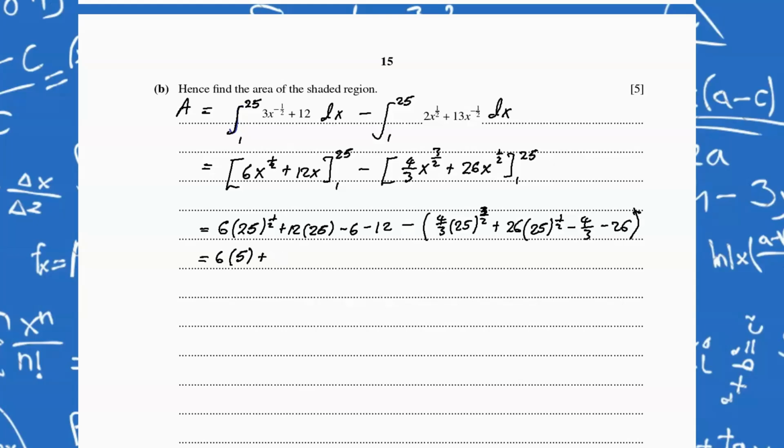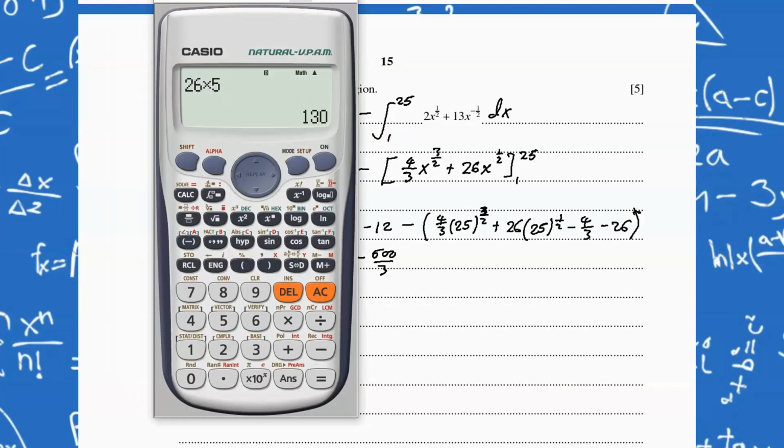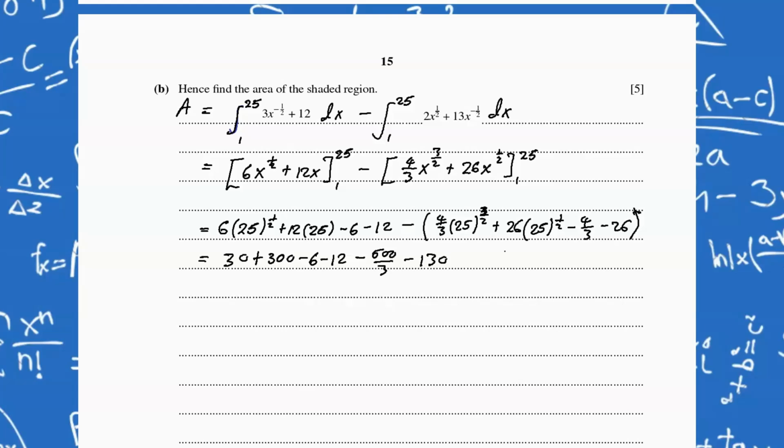Okay, so let me just do it like this. 6 times 5 is 30. 12 times 25 is 300, so plus 300 minus 6 minus 12 minus, and here we have 4 over 3 times square root of 25 is 5. 5 cubed is 125. 125 times 4 over 3 is minus 500 over 3, and then 26 times 5, that's 130, so it's minus 130. Then it's plus 4 over 3, and it's plus 26.